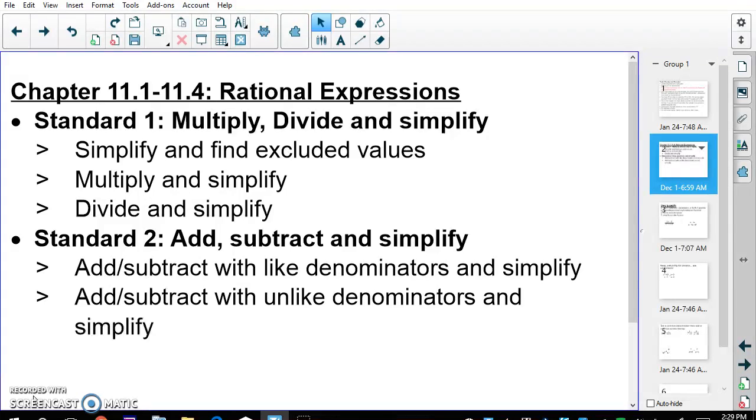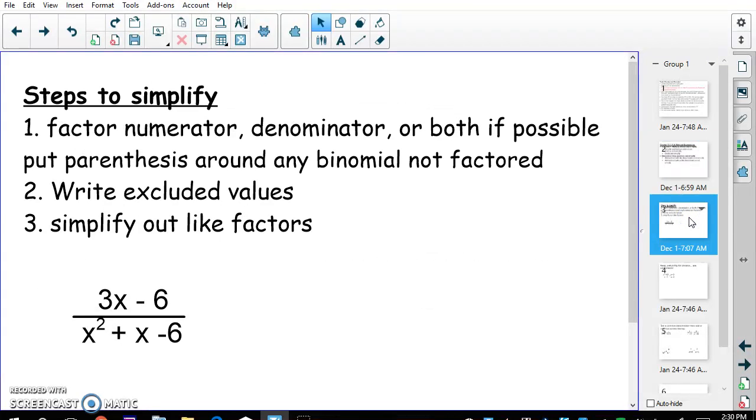and subtract and simplify. So let's just go over a couple of things that you might want to put into your note sheet if you're making one. Steps to simplify: you should always factor the numerator, denominator, or both if you can. So just always look at it. Is there something that I can factor on any of this?